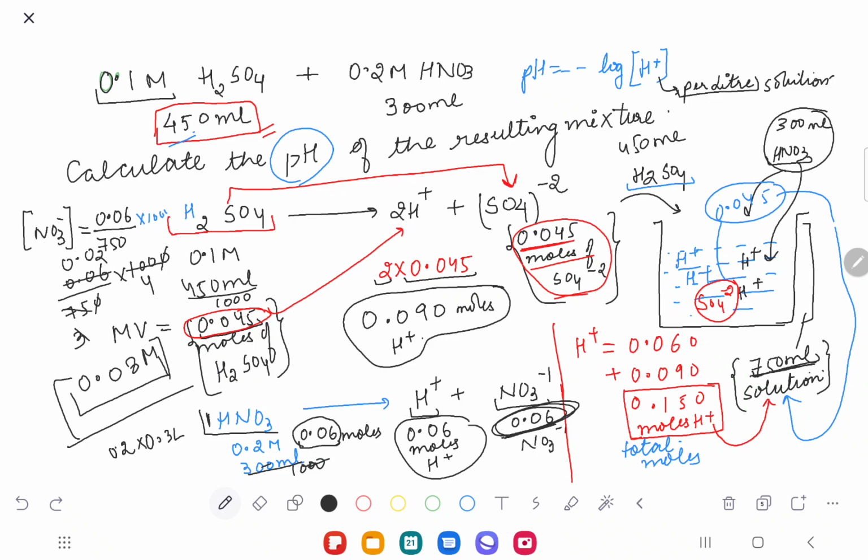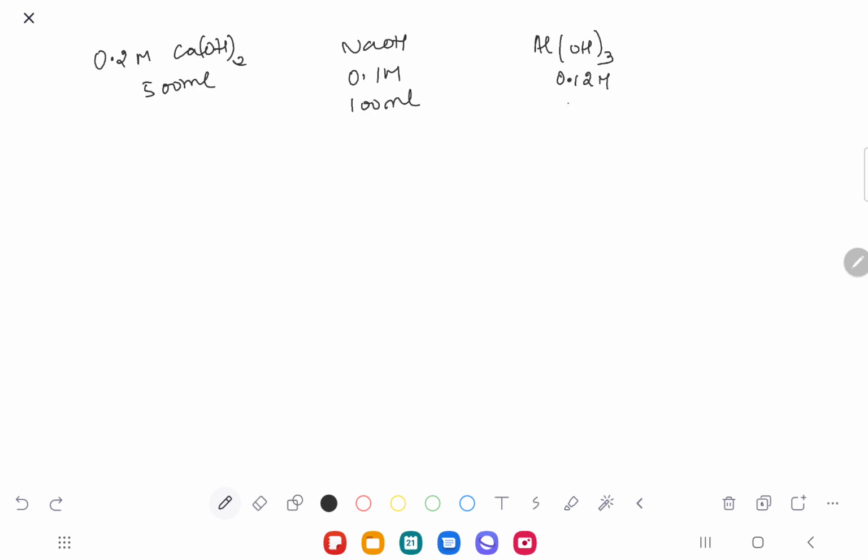So do you understand how easy it is to calculate the pH? So it might not be looking like it. So for the second question, understand if I'm mixing 0.2 moles of Ca(OH)2, this much I am taking as 500 ml. I am mixing NaOH, which is 0.1 molar and 100 ml. And I have Al(OH)3, that is 0.12 molar, and that is, let's suppose, 150 ml. Right, Aditi?